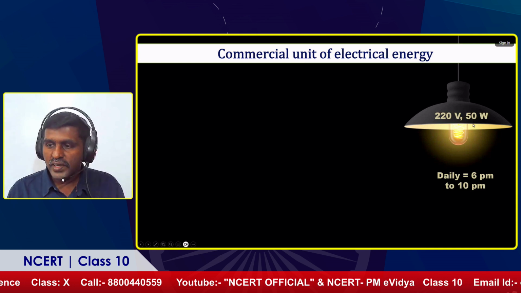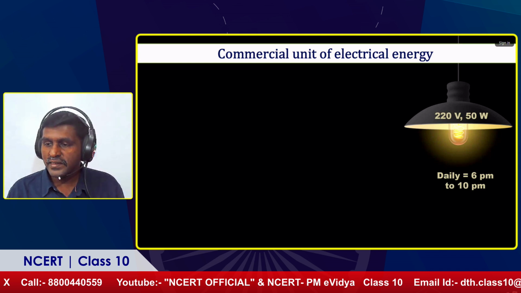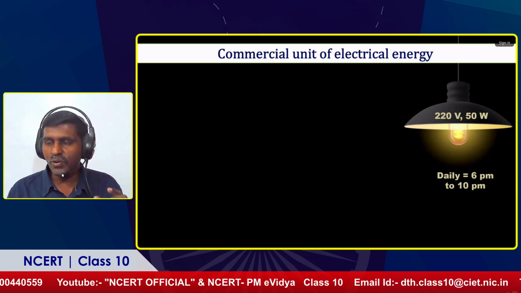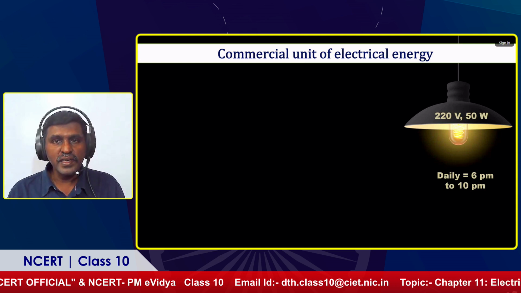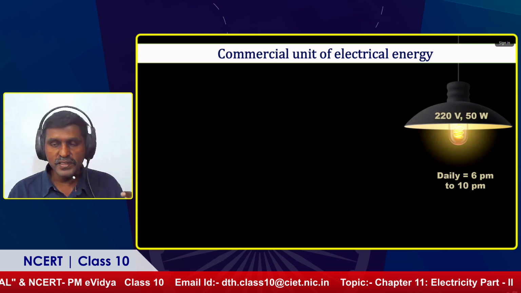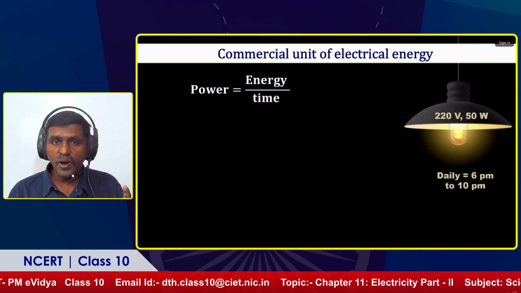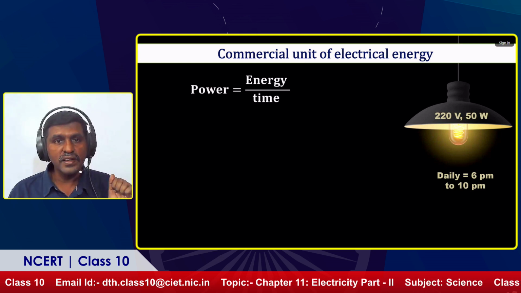Right. We are using the bulb daily from 6 p.m. to 10 p.m. That's right. This one bulb in a room. So we can calculate the commercial unit of electrical energy. Power has the formula energy by time, that we already discussed.